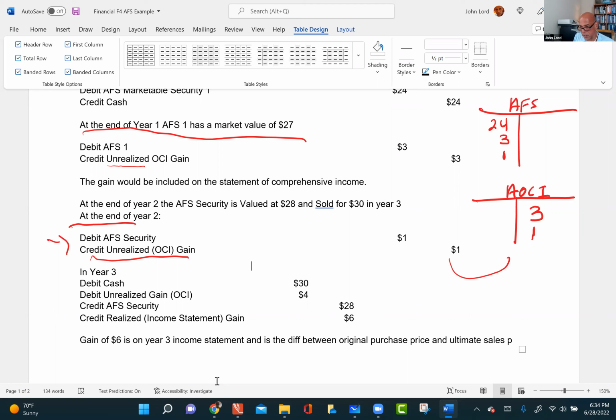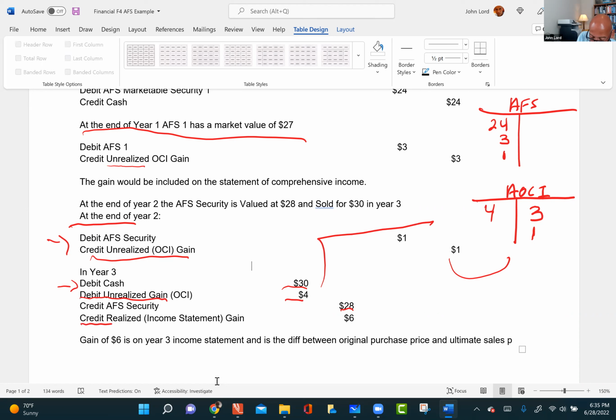And then finally, in year 3, they sell it for 30, right? So what happens when I sell it for 30? I will, of course, debit my cash for 30. I go ahead and credit this security, and I'm assuming that at that point it was being carried at the 28, the 24 plus the 3 plus the 1, right? So I credit that. I need to debit my unrealized gain for 4, and then that will get closed out to my accumulated other comprehensive income. So it comes out of there.